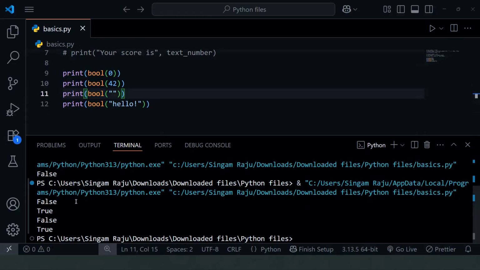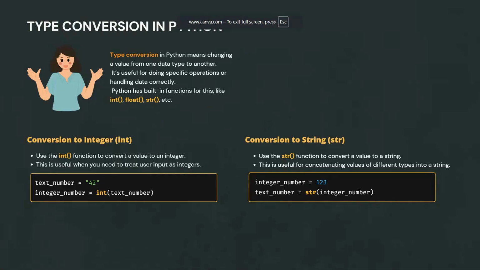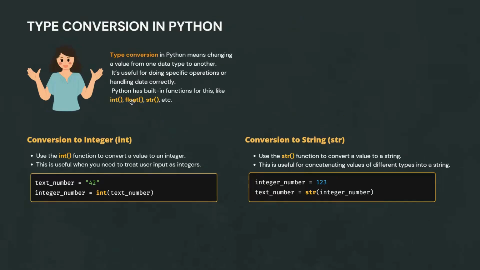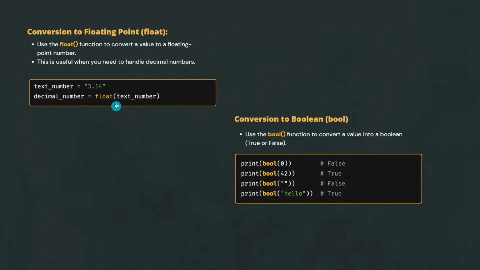And that's your crash course on type conversion in Python. We have covered int for integers, str for strings, float for decimal numbers, and bool for true or false. Master these four and you will be able to handle user input, process data correctly, and avoid a ton of frustrating bugs.